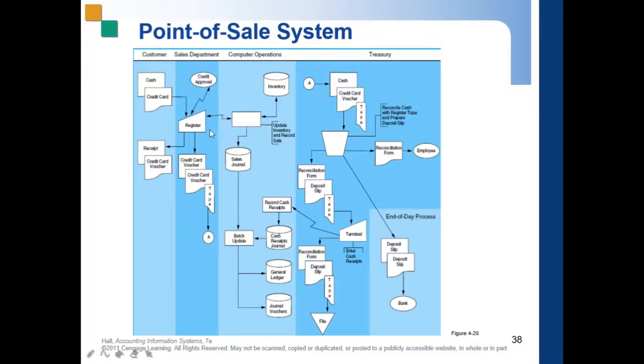So again, as I mentioned, the register is automatic in the system. It updates your inventory, and it automatically records the sales journal. And then the only batch updating is by the end of the day, for your cash receipts, general ledger and your vouchers. So that is all that happens in your point of sale.